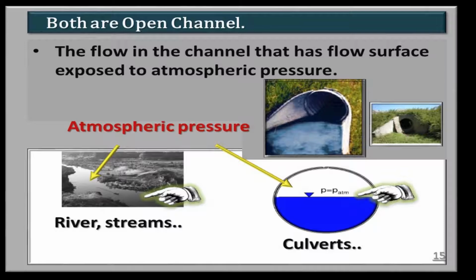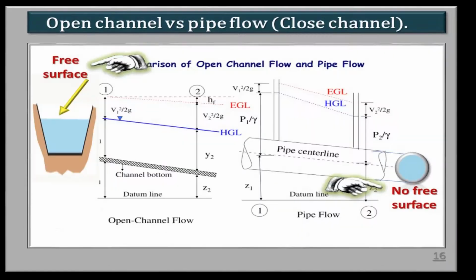Here, another examples of open channel: rivers, streams, or culvert, where some of flow surface are exposed to atmospheric pressure. Here is open channel versus pipe flow, closed channel. In pipe, there is no free surface that are exposed to atmospheric pressure. So it is not open channel. Open channel is when there is water surface exposed to atmospheric pressure.